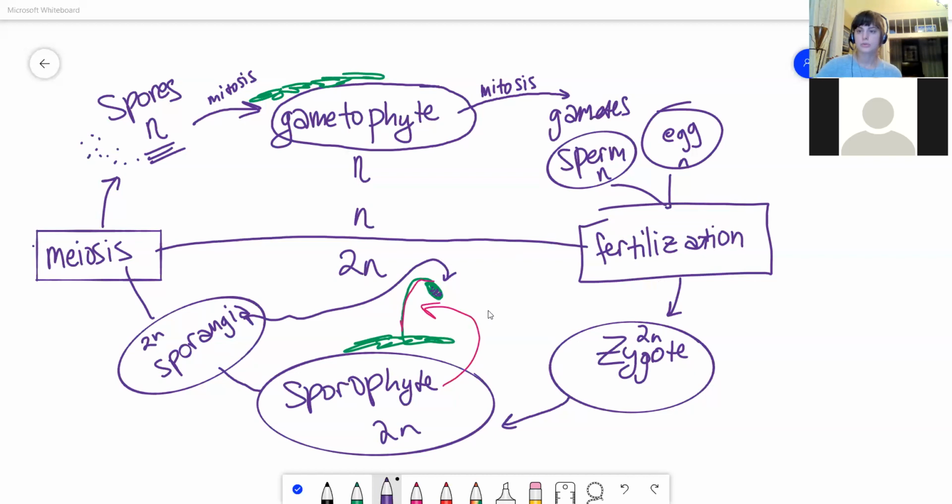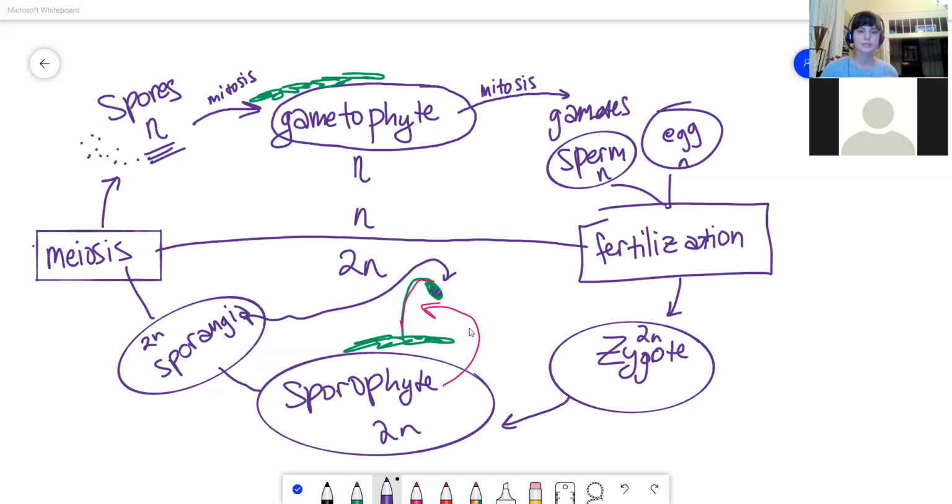So just go through all the exercise, keeping in mind this weird gametophyte, sporophyte thing. Definitely practice just drawing this from memory. You've got the meiosis and fertilization on either side, gametophyte and sporophyte, and then just make sure you understand what's happening from one stage to the other.